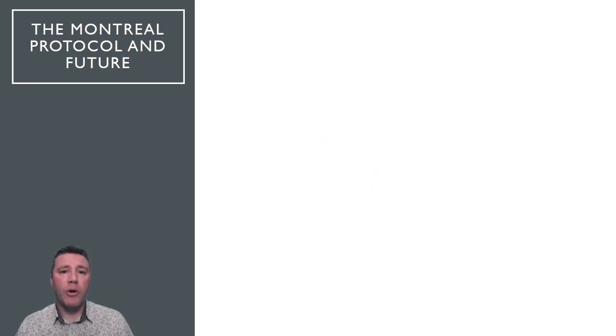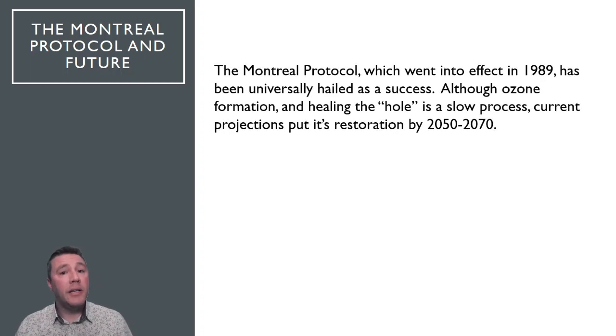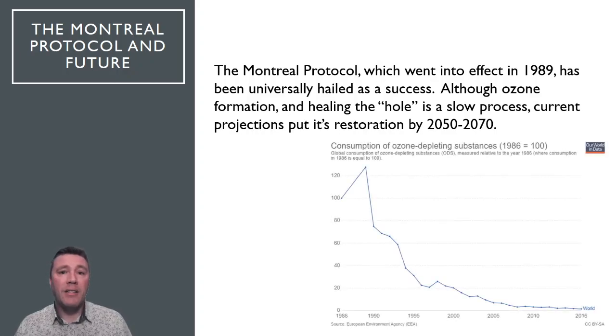The Montreal Protocol is an international treaty that went into effect in 1989. Interestingly, it was the first time in history that such a treaty was universally ratified. Because of that universal ratification and worldwide support for its efforts, it's been widely hailed as a success story in international environmental protection. Although ozone formation is a slow process, the fact that far fewer ozone-destroying compounds are released into the atmosphere has allowed for the healing process to begin.